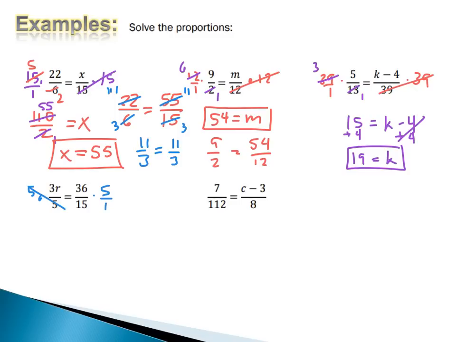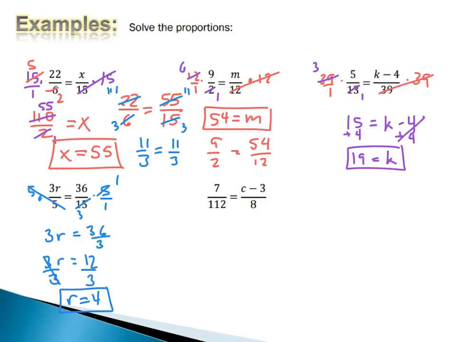Go ahead and simplify. 5 goes into itself once, into 15 3 times. And what am I left with? 3r equals 36 over 3. Okay, before I do anything with the left side, let's go ahead and simplify this, because what's 36 divided by 3, or 36 over 3? That's 12. So this gives me 3r equals 12. And then the last thing I can do is solve for r by dividing by 3. And that's going to give me r equals 4.